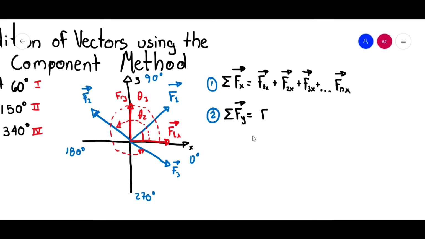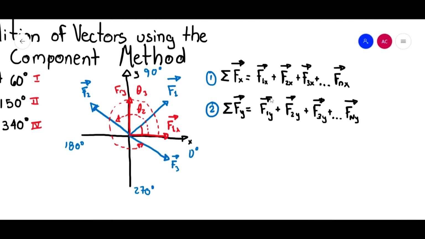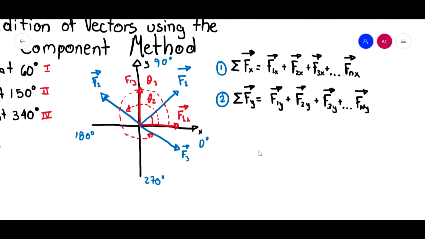Okay, so it's going to be the vertical component of the first force, or force number 1, plus the vertical component of force number 2, plus the vertical component of force number 3, plus, and so on and so on and so on. This symbol over here, sigma, means that I'm going to add all the components, in this case the horizontal components, and also the vertical components.